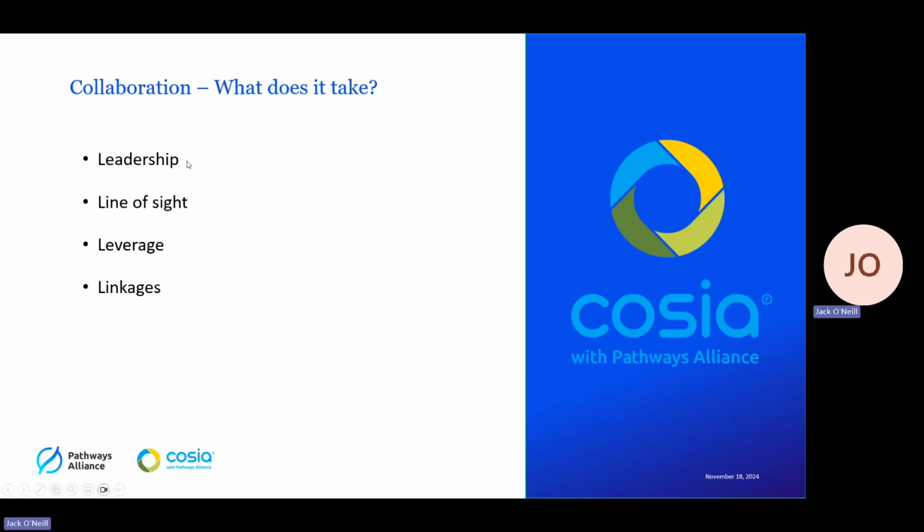Leadership, top down, providing leadership from the tops of our organization to ensure that all the folks that work there are of the mindset of collaboration. Line of sight, making sure that what is going on in one space is understood by folks in another space. Line of sight. Leverage.